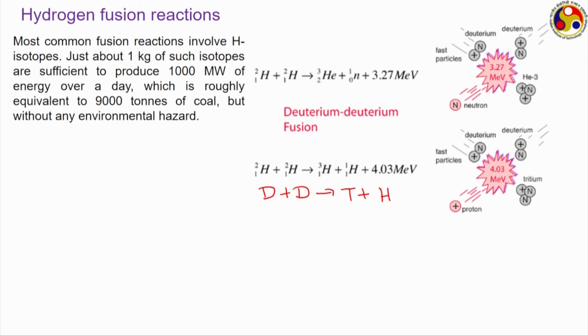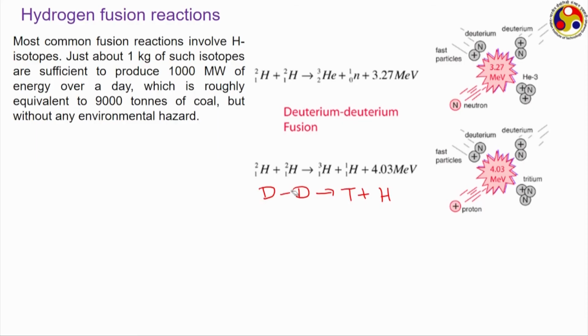So, in this lecture we are going to use quite frequently the symbol D to denote deuterium and T to denote tritium. Deuterium can combine with itself, with another deuterium nucleus, in two kinds of possibilities. In one case we have helium 3 and a neutron, in the other case we have tritium and a proton.